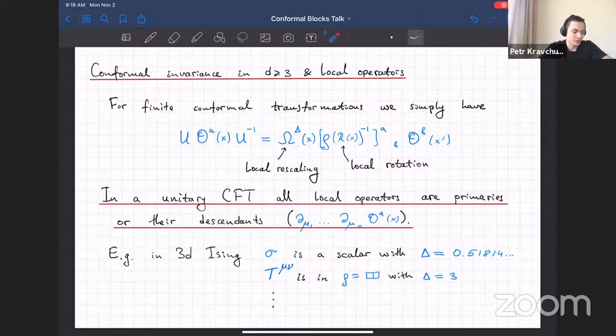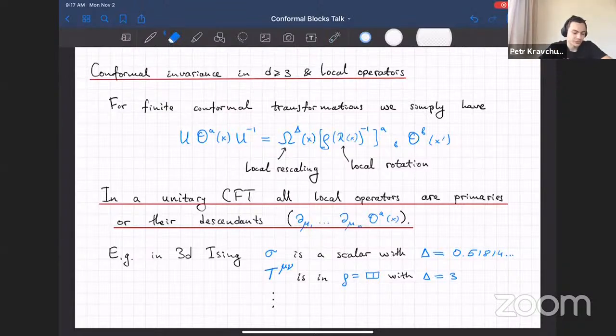The difference between primary operators and, say, derivatives of a primary operator is that in the transformation law for the primary operator, only the primary operator itself appears on the right-hand side and nothing else. If we were to put some derivatives of a primary on the left-hand side, say the derivative ∂_μ here, then on the right-hand side we would get extra terms in addition to the derivative itself. The reason why we care about primary operators is that in unitary CFTs, it can be shown that all local operators are either primaries or descendants of the primaries. And by descendants here, I just mean the space-time derivatives of the primary.